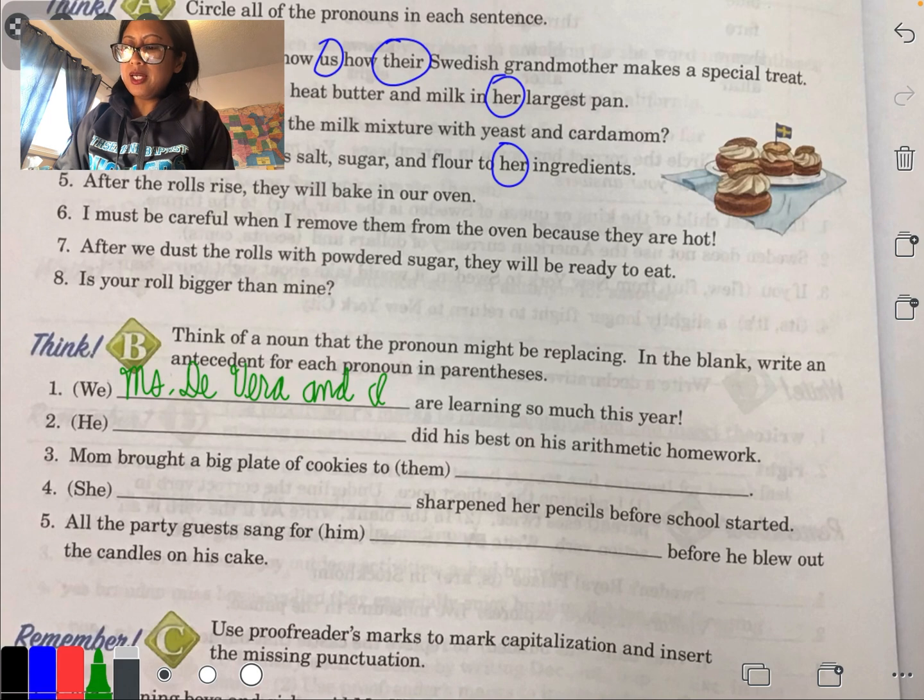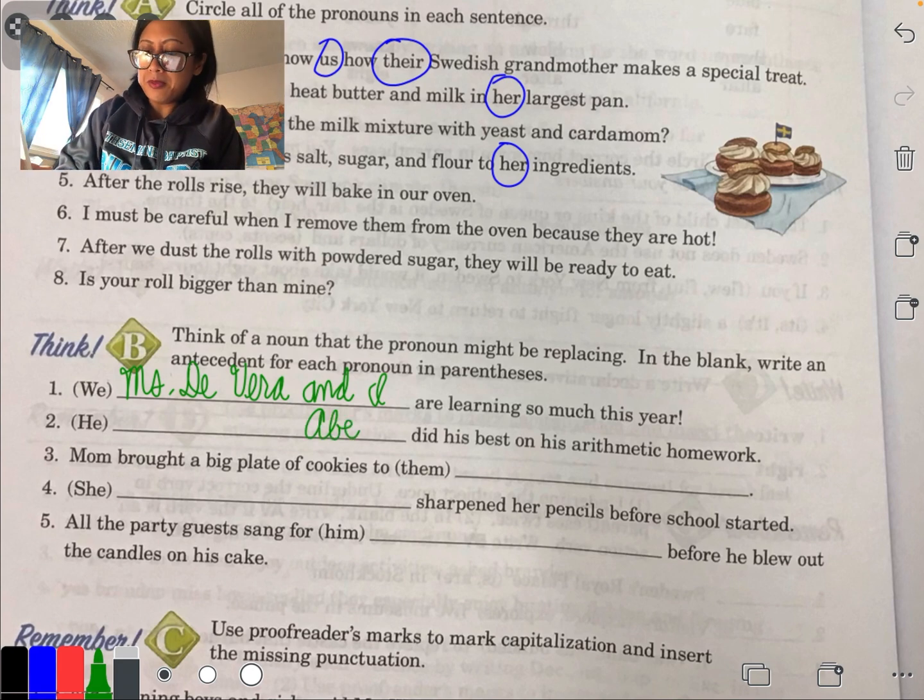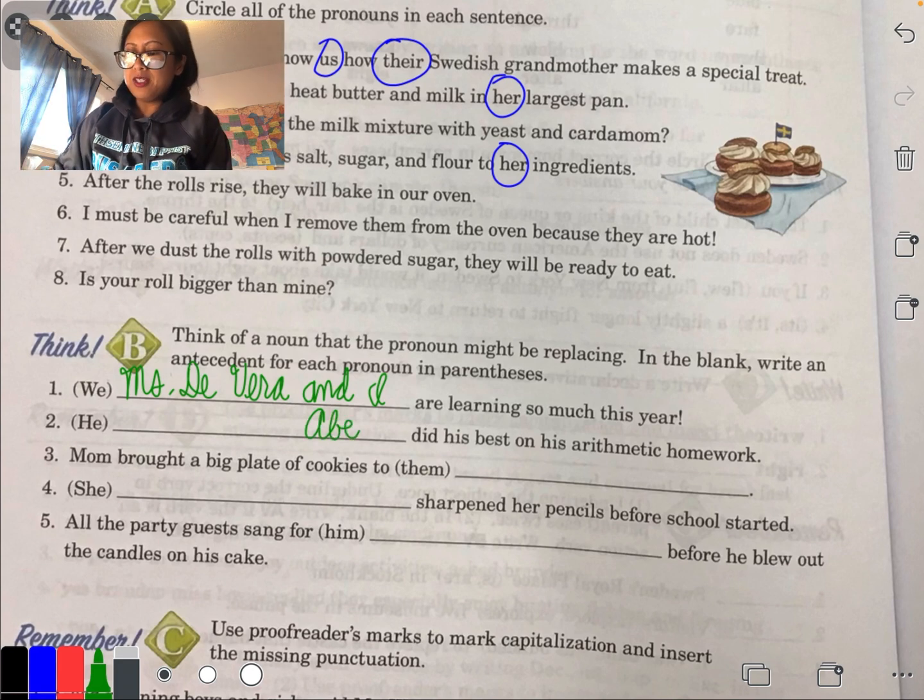Number 2, he did his best. So he did his best on his arithmetic homework. Who is he talking about? What's the antecedent there? Mason? Broden? Caesar? Who is he? I don't know. So you get to pick a name, all right? You pick the antecedent. I'm going to say Abe. That's my dad's name. Abe did his best on his arithmetic homework.